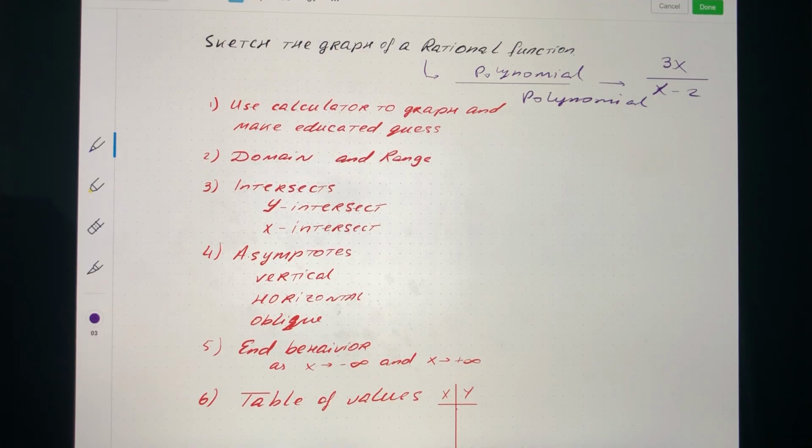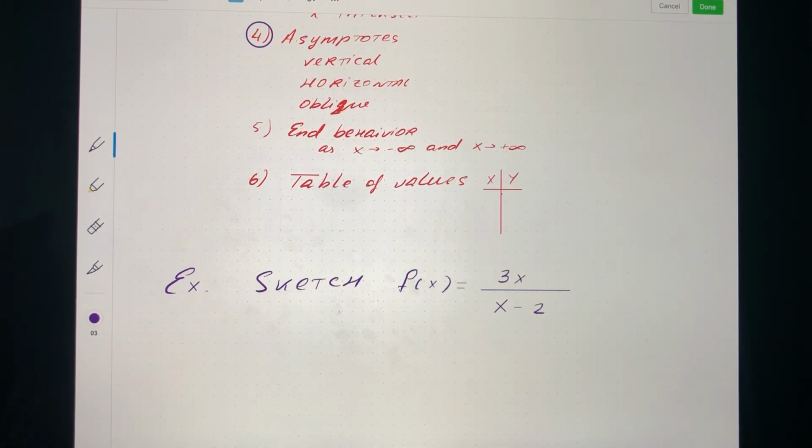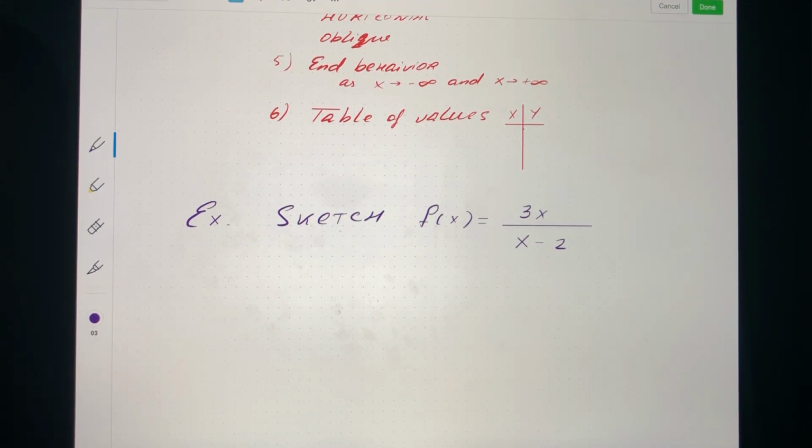Of the 6 things, the most important are the first: make an educated guess, know what the intercepts are, and know what the asymptotes are. So these are the key, and the other ones are supplementary. So let's look at sketching our original example, 3x divided by x minus 2. So here is the question: make a sketch. Now, the first thing we do is have a look at the diagram with a calculator.